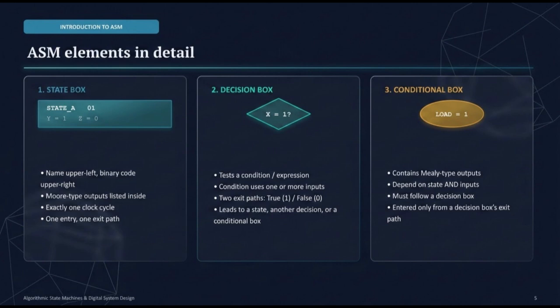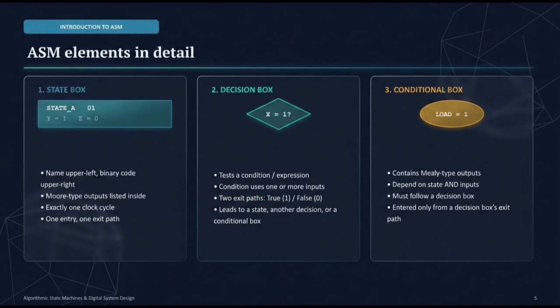The decision box tests a condition built from one or more of the FSM's inputs, and it always has two exit paths, true, or 1, and false, or 0, which can lead to another state, another decision, or a conditional output box. Finally, the conditional output box holds Mealy type outputs that depend on both state and inputs, and it must always follow a decision box. You can only enter a conditional box from a decision box's exit path, never directly from a state box.